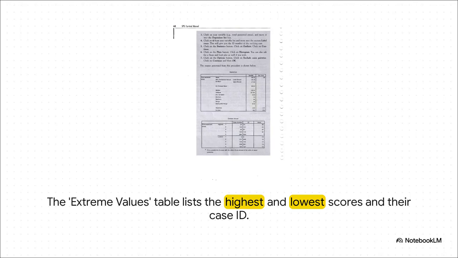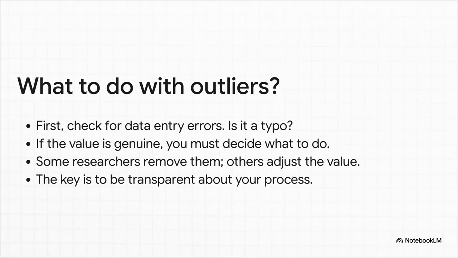And to make our investigation even easier, SPSS also gives us this extreme values table. It literally lists the top 5 highest and lowest scores and tells you their case ID number, so we know exactly which participants to go back and check on. So, you found an outlier. What do you do now?